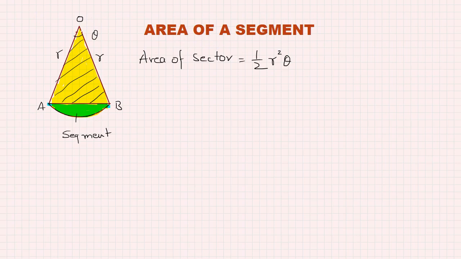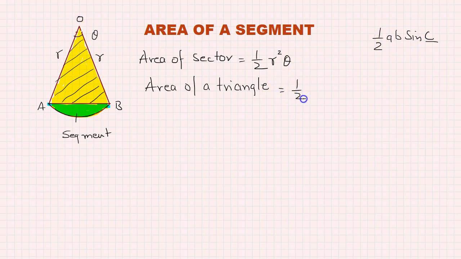So if I subtract the area of a triangle, let's calculate the area of a triangle. You know that the formula for the area of a triangle is half AB sine C, where C is the angle between A and B. So these are two sides, so that is half r square sine theta.